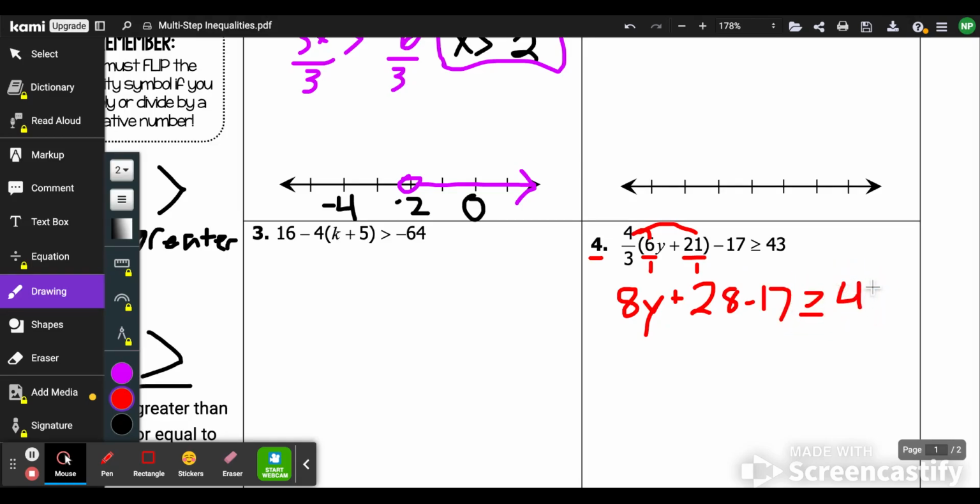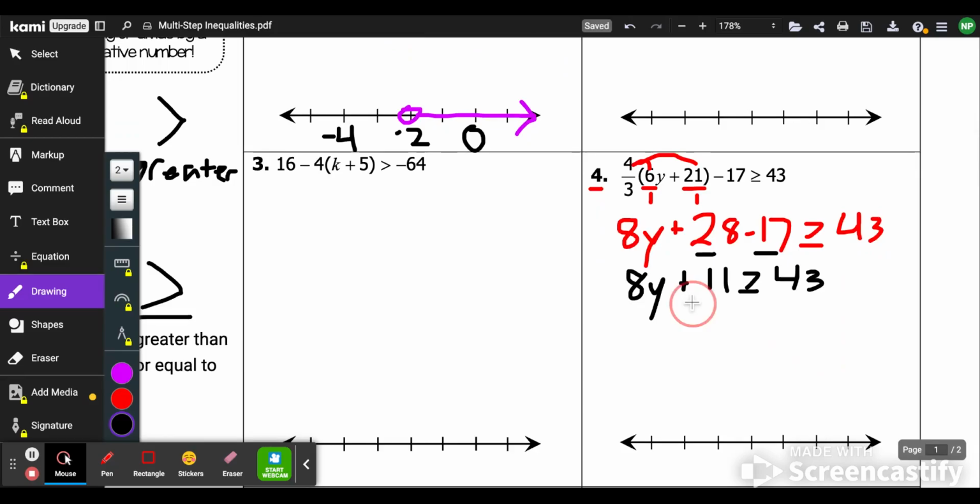So now looking on that left side, I see before I even do anything else that there are some things I can combine together. I can combine together this 28 minus the 17. So 8y. So then 28 minus 17 is going to be 11. So plus 11 is greater than or equal to 43. Okay, now we have a two-step equation. So I'm going to subtract 11. Subtract 11. So now we have 8y.